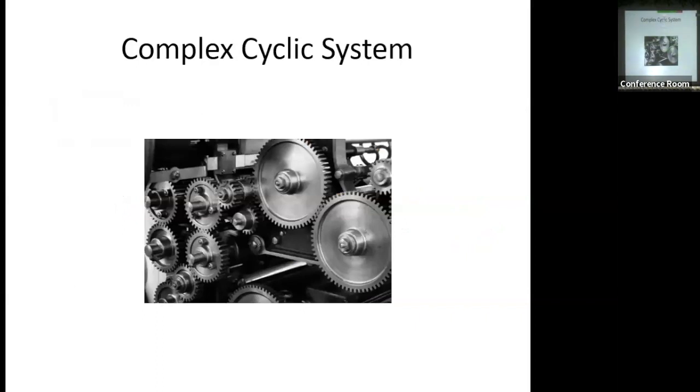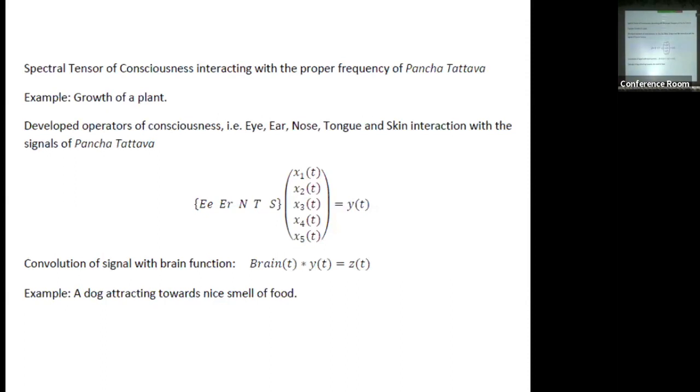Now, in the whole process, everything is rotating or moving in a very cyclic way, not very periodic like gears. It's much more complex, but it's a cyclic process. You're getting some waves, you're getting vibrations. Okay. Now, if you see this, this spectral tensor of consciousness interacting with the proper frequency of Panchatattva.